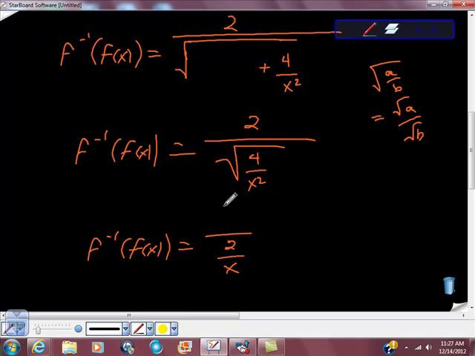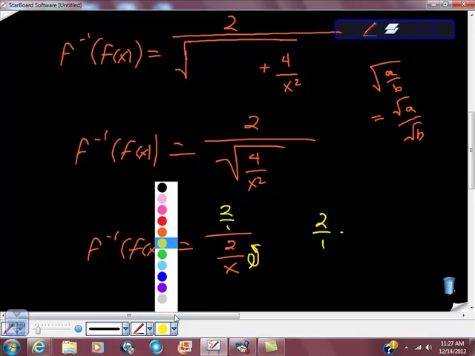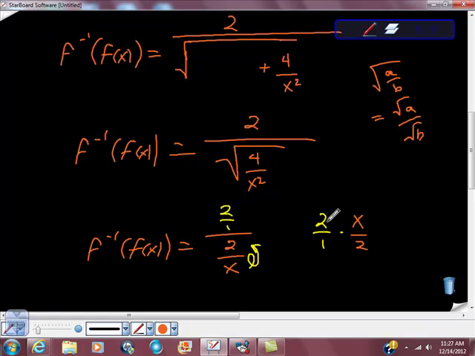Hopefully you can see this now as a complex fraction. A complex fraction is just this form, isn't it? So I have this fraction over this one, and the way you solve that is to take the reciprocal of that one. So I get 2 over 1 times x over 2. I just took the reciprocal here, and these cancel, and it's equal to x. So yes, we have an inverse.